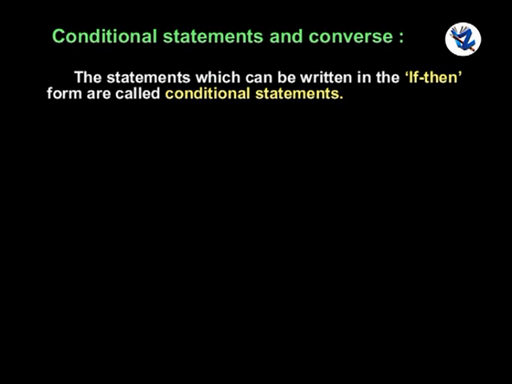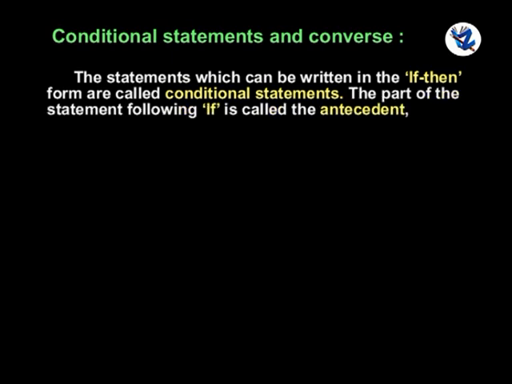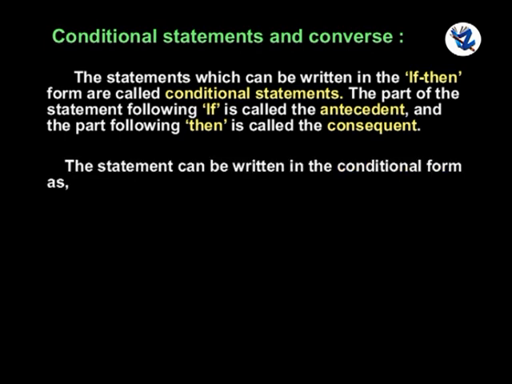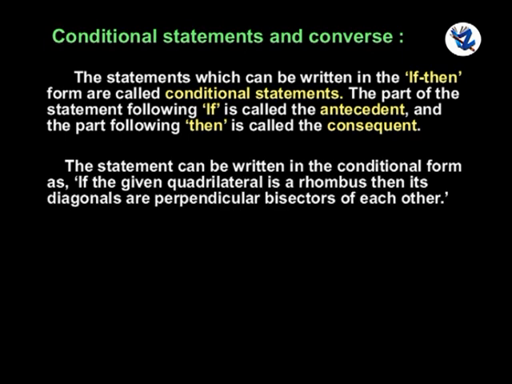The statements which can be written in the if-then form are called conditional statements. The part of the statement following if is called antecedent and the part following then is called the consequent. The statement can be written in the conditional form as: if the given quadrilateral is a rhombus, then its diagonals are perpendicular bisectors of each other.